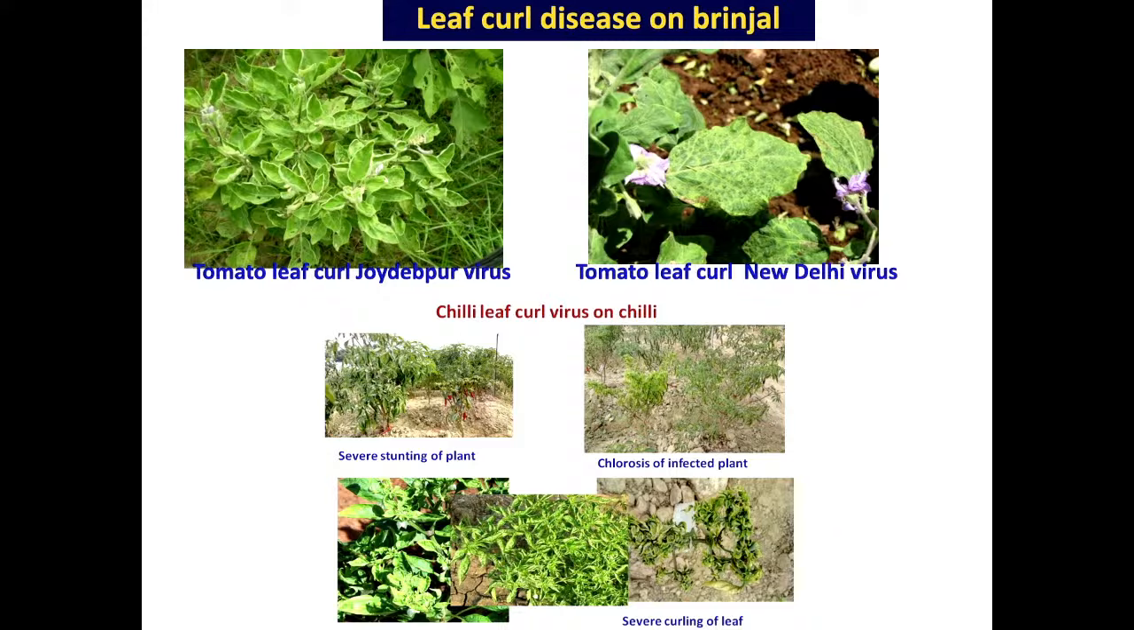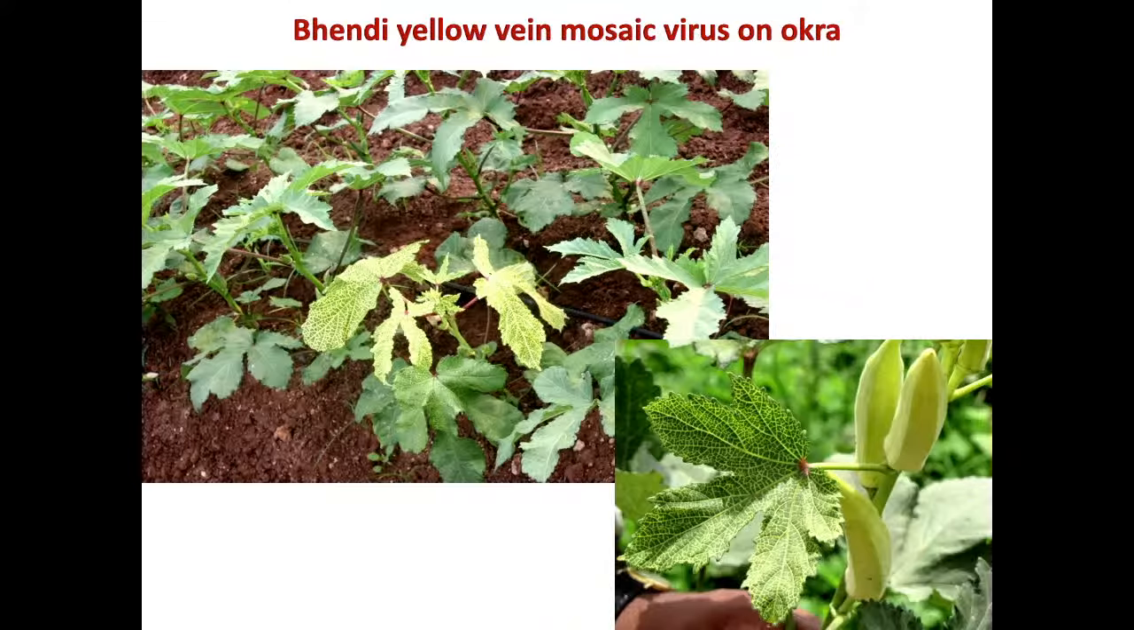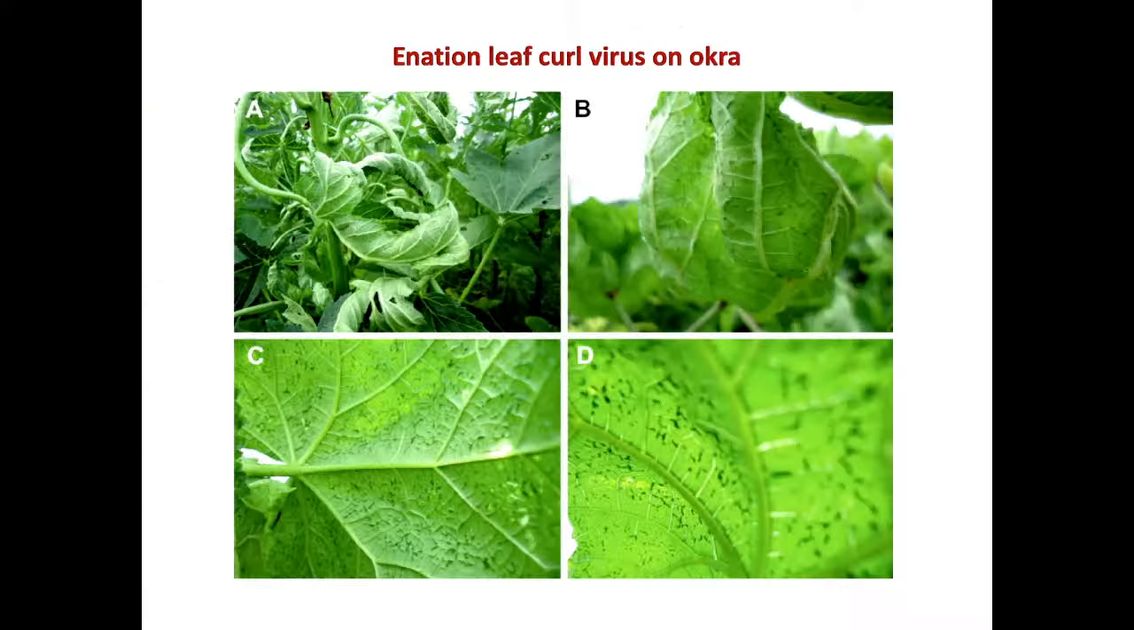They are infecting with a predominant occurrence of tomato leaf curl New Delhi virus and also the Bangalore virus. In chili, mostly we get chili leaf curl virus, and in addition we also get tomato leaf curl New Delhi virus on chilies. And in bhendi, both okra yellow vein mosaic virus as well as the Venetian leaf curl we get nowadays. Of course, nowadays the yellow vein incidence is reduced, but the Venetian leaf curl was found to be severe.